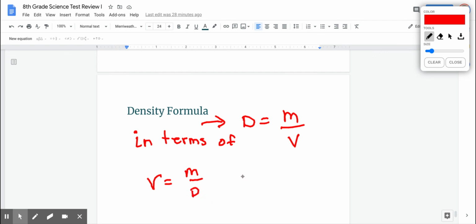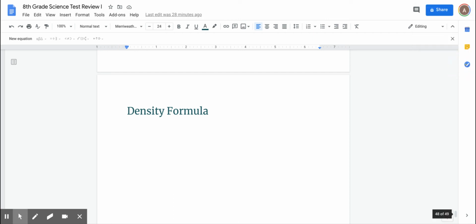And if I wanted it in terms of mass, now we can multiply up. Multiply up, divide down. Try to remember that. We'll do this again and again until you get used to it.